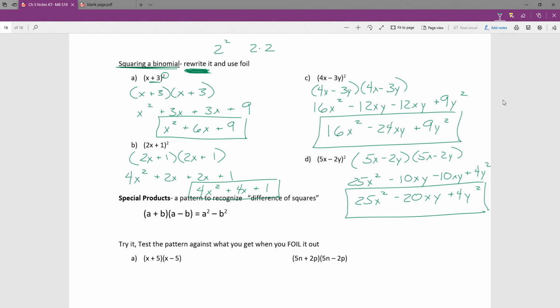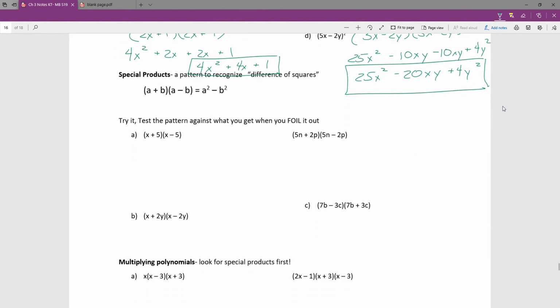So the next two on this page are some special products. And these ones can be a shortcut. They can be a pattern to recognize, or you can just do what you did before and FOIL it out. So you can test the pattern against what you get when you FOIL it out. So we're going to start with what we know. We know how to FOIL things. So I'm going to start with this first example.